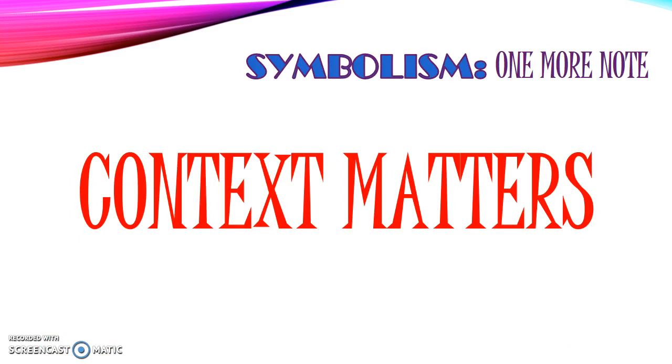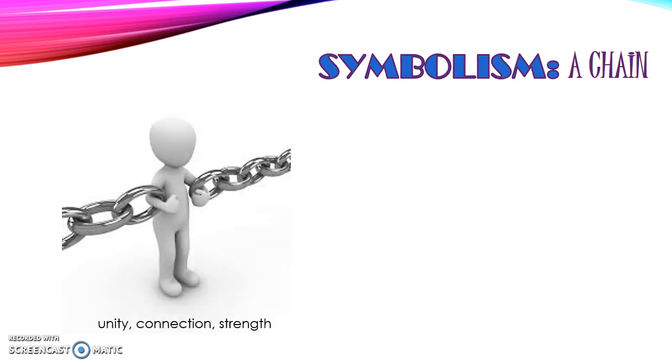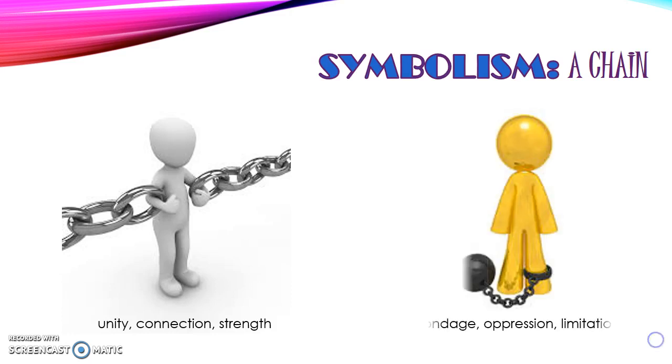One more note. When it comes to symbols, context matters. For example, think of a chain. So we all know what a chain is, like with links. Well, it could represent unity, connection, and strength, or bondage, oppression, and limitations. It depends on the context of the symbol for us to be able to interpret the abstract meaning.